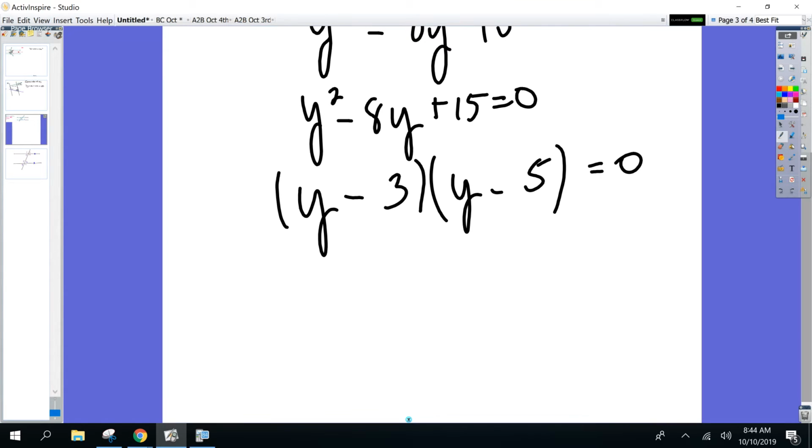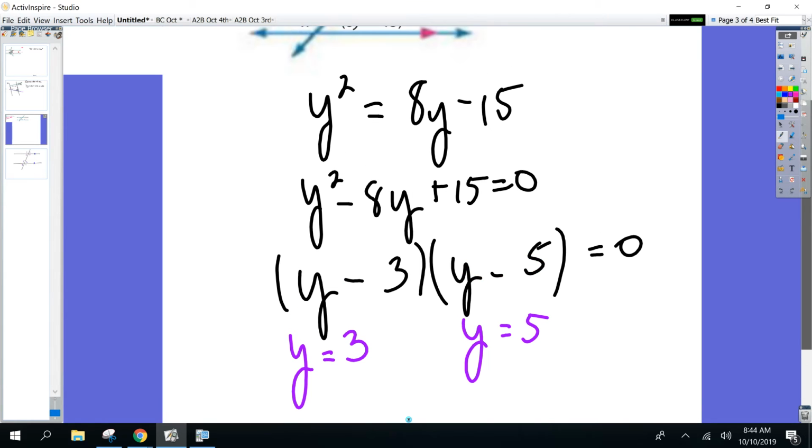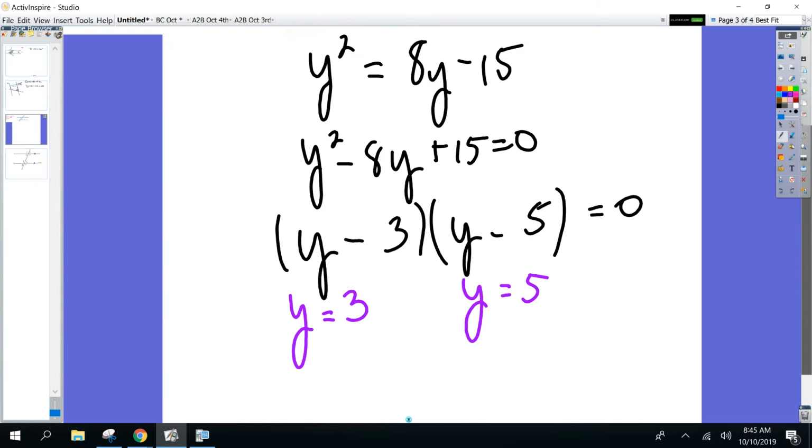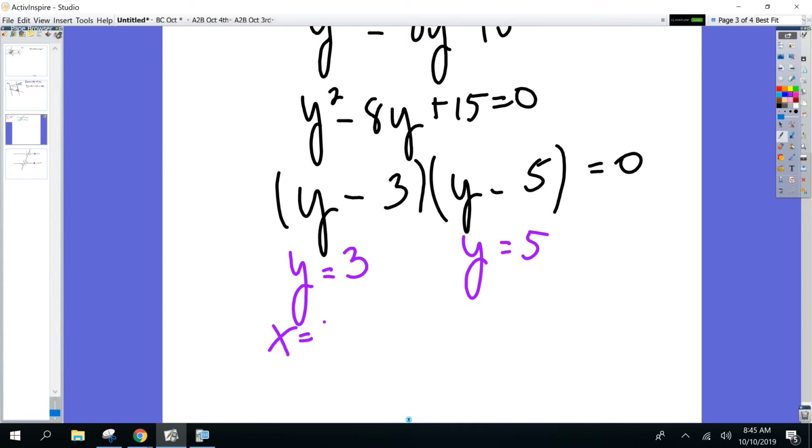So now you go to solve for y. On this side, y equals 3. And on this side, y equals 5. So you have two possibilities. y could be 3 or y could be 5. Your x will change depending on which one you're working with. So let's take 3 right now. If y equals 3, how many degrees do I have in this angle here? 3 squared, which is 9 degrees. And what's the relationship between 9 degrees and x degrees here? Supplementary, because they're same side interior, so 180 minus 9. If y is 3, that must mean x is 171.